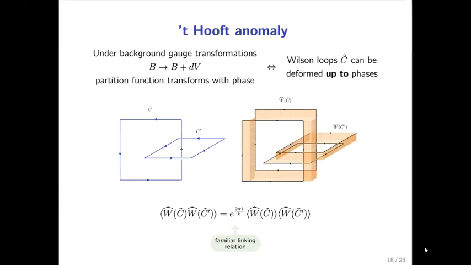So if we consider a configuration of background fields which corresponds to inserting loops on C tilde prime that have some linking, that corresponds to inserting this configuration of Wilson ribbons. Then we can use background gauge transformations to unlink these loops and shrink them. In the process, because of the anomaly, we pick up a Z_k phase, and that's just the familiar linking relation between Wilson loops in Chern-Simons theory. So they're anyons.